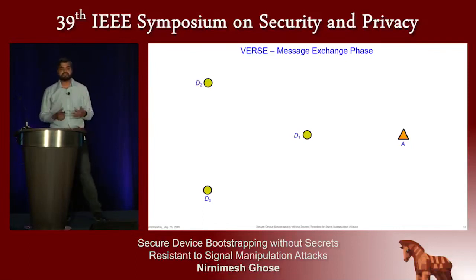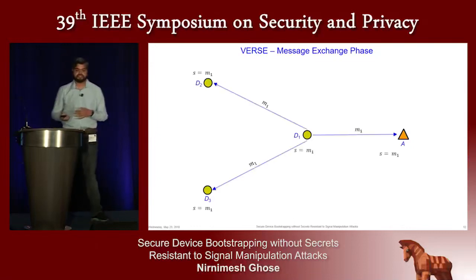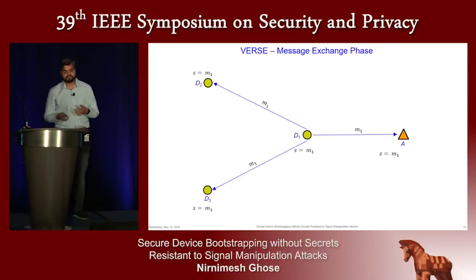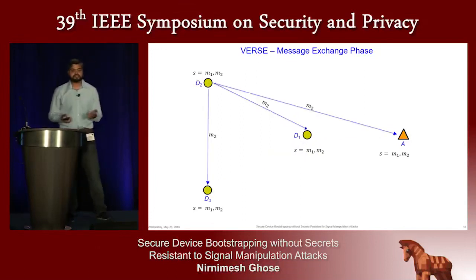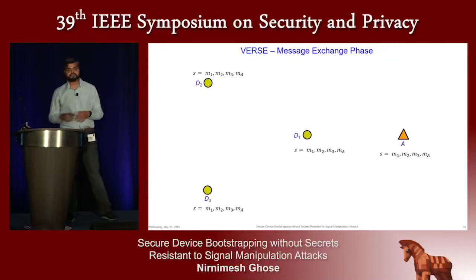In particular, we use this property to provide message integrity verification during the message exchange for this pairing protocol. In this setting, suppose D1 transmits a message M1, which is received by D2, D3, and A. M1 can be a DH public primitive. Sequentially, D2 transmits a message M2, which is received by D1, D3, and A, followed by D3 and A transmitting their messages.